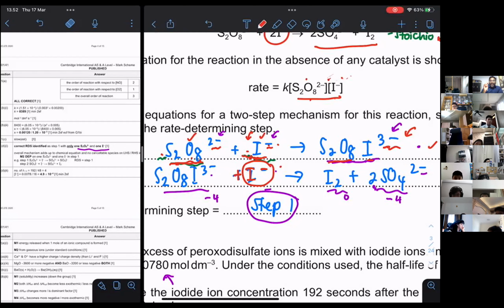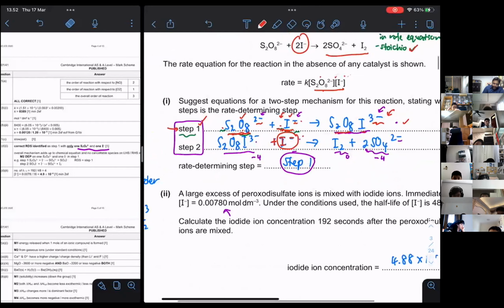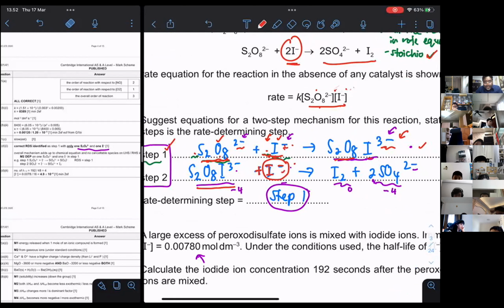Now, once I have created the intermediate, I need to eliminate the intermediate. I eliminate the intermediate here by putting it as a reactant. And remember the main equation, I need 2I minus. I have 1 I minus, so I put another I minus. And what is your product? Your product is this. Now you put the product in: 2SO4 2 minus, and I2, you put over there.